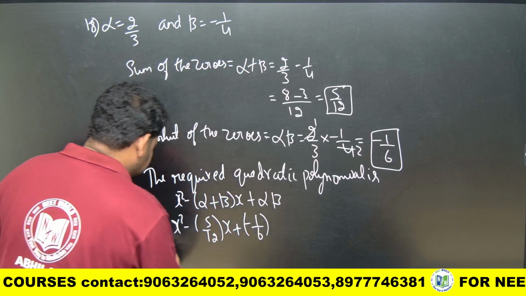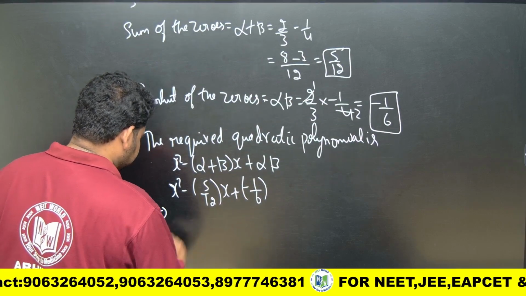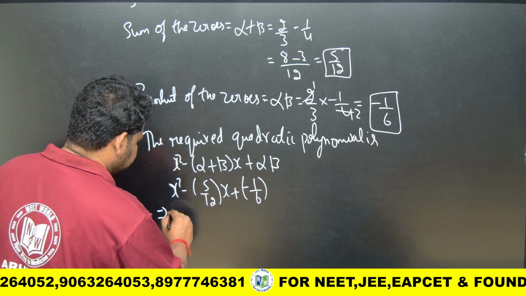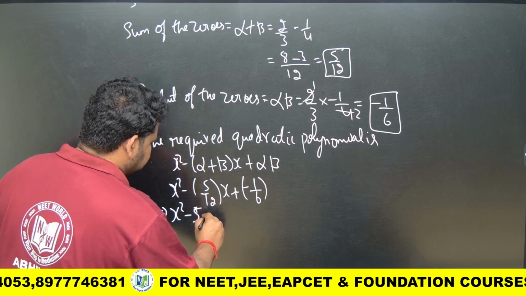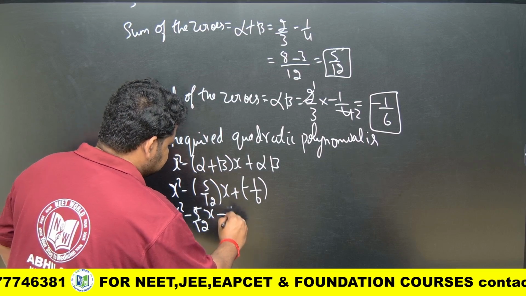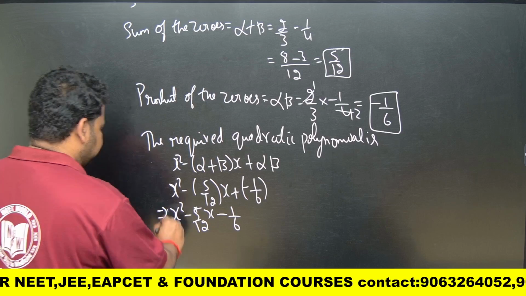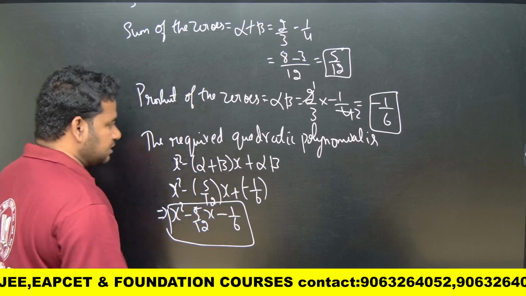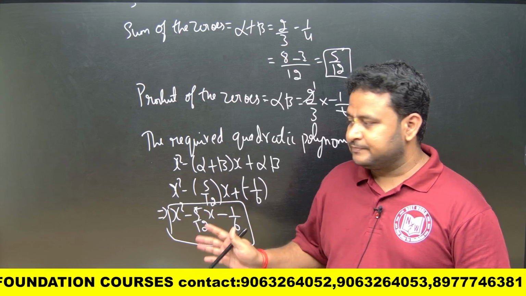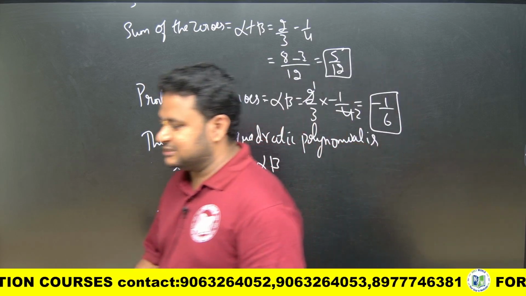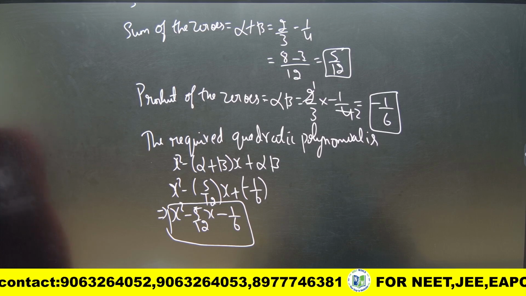On simplification, I will get x square minus 5 by 12 times x minus 1 by 6. You can equate it to 0 and take LCM or keep it as it is, because we need the polynomial. So this is the required polynomial. This is how we have to solve this question, friends. Very simple question, same method, that's it. I hope it is clear to all of you. Let us move to the next type of question.